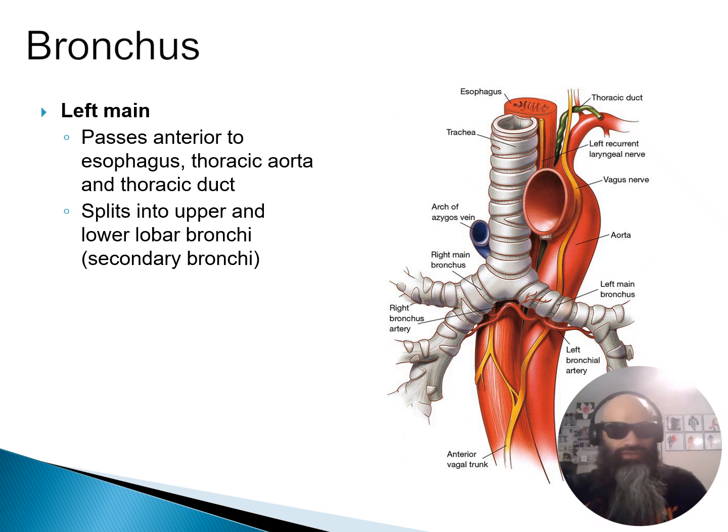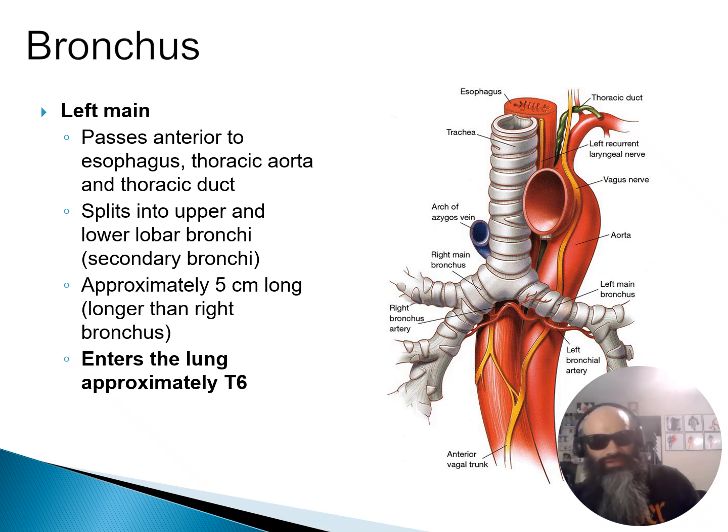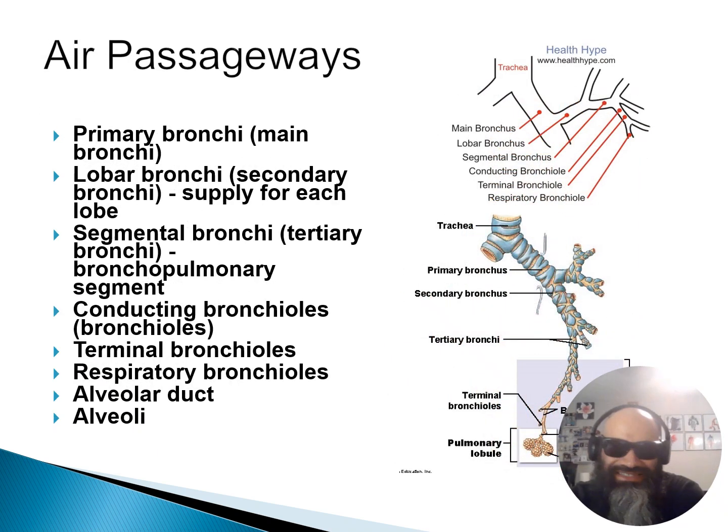Left main: notice that it passes anterior to the following structures: the esophagus, your thoracic aorta, and thoracic duct. It also splits into further secondary and tertiary bronchi. And I want you to understand that your left main bronchus enters at approximately the level of T6. Okay, so right main T5, left main T6.